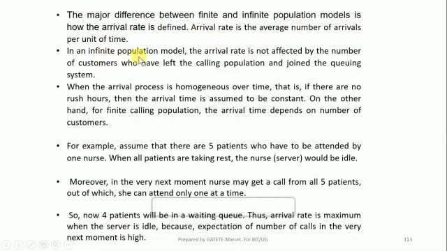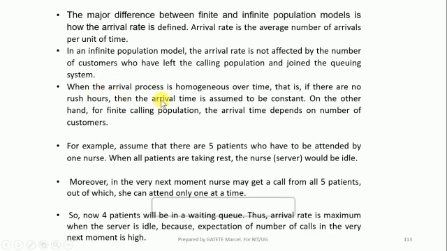In an infinite population model, the arrival rate is not affected by the number of customers who have left the calling population and joined the queue of the system. Because we have infinite customers, people who are leaving the queue and who are coming to the bank do not affect the arrival rate, because this is infinite. It doesn't affect, because there are so many customers.